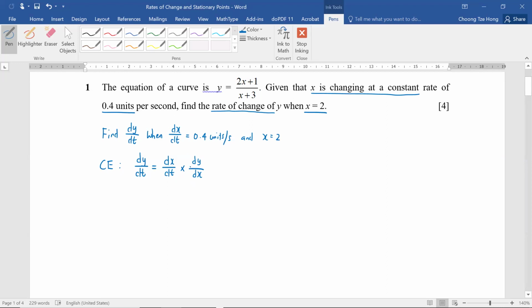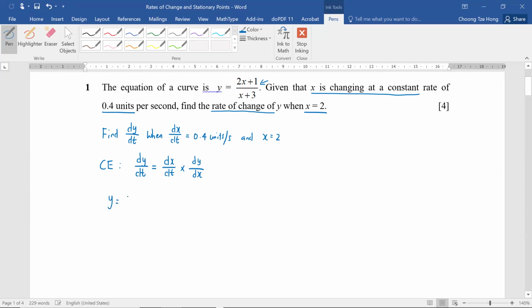Now we need to look at the connected equation and ask ourselves, on the right side, which one do we still not have info on yet? The one we do not know yet is dy over dx. dx over dt we already know is given to us as 0.4. So we now need to find dy over dx. In other words, we need to differentiate this equation, and we will be able to obtain our dy over dx. So let's go ahead and do that.